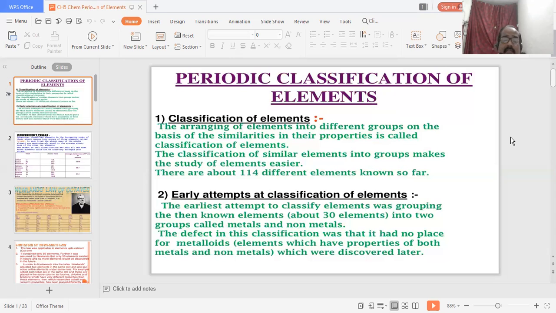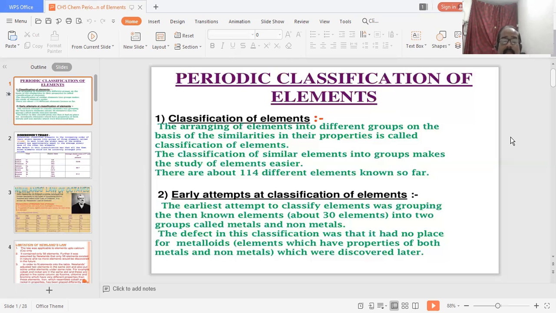Same as usual, here also, suppose 118 elements have no arrangement, no group, no block, no periods. So that is the problem. We study their properties, electronic configuration, physical properties, chemical properties, oxidation value, and many more things. So this is the importance of classification of elements.